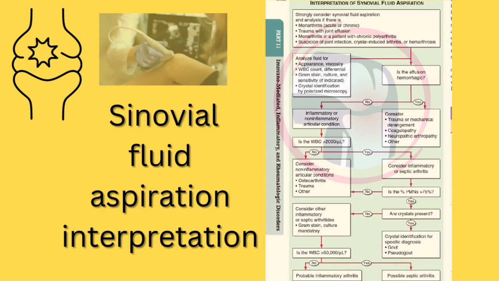So if the WBC count is more than 50,000 per microliter, then the most probable diagnosis is septic arthritis. But if less than 50,000, then based on gram stain, Zn stain and culture, we will have to diagnose it. Most probably this is due to some infective cause or inflammatory condition.